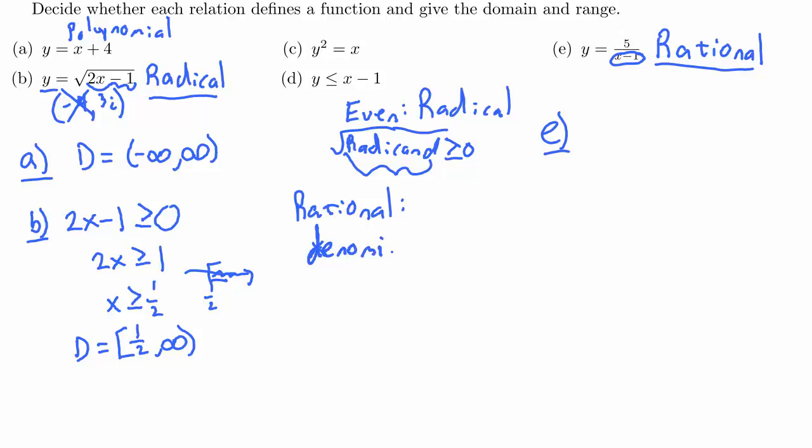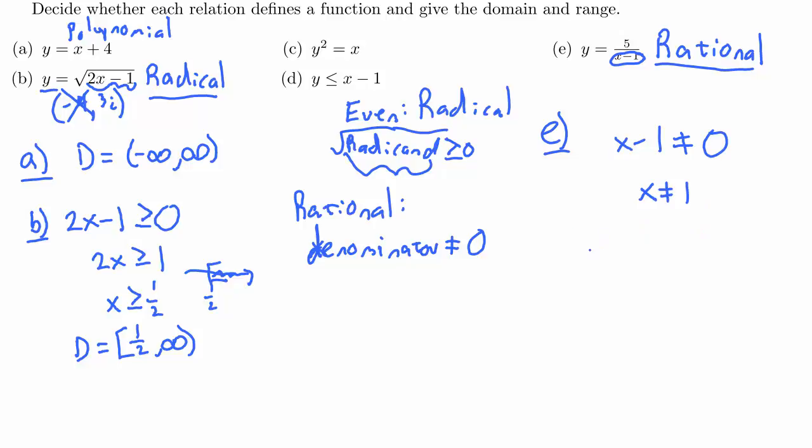So your denominator not equal to 0. So in this case it's going to be x minus 1 not equal to 0. Solve for x, which means that x is not equal to 1.